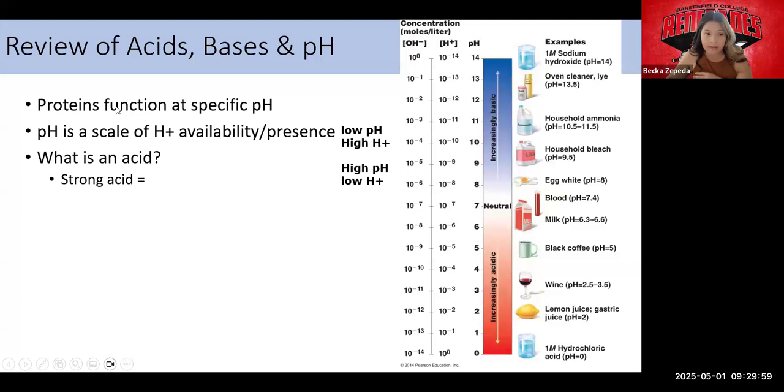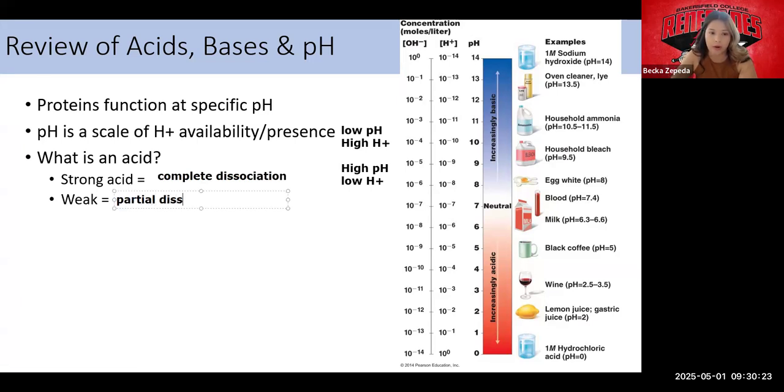And we have strong acids, and make sure you know that a strong acid is an acid that completely dissociates in water, so complete dissociation, meaning that it's going to give away all the hydrogens that it has, versus a weak acid, which is only a partial dissociation. So the example that we gave, and I'm going to show you in a picture right now after I spell out dissociation.